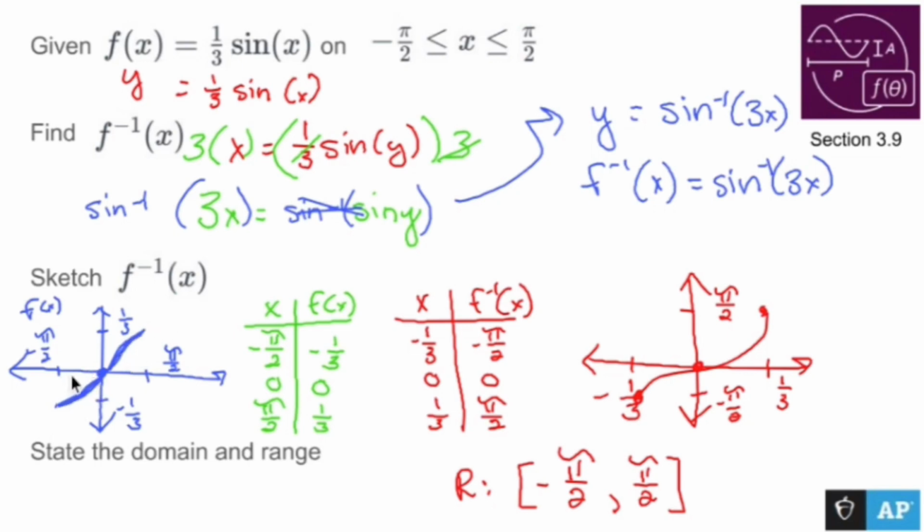So my range for regular f of x was negative 1/3 to positive 1/3, which means my domain of the inverse is going to be the range of the original. Like that. Okay, so I approached this problem slightly differently, where instead of trying to memorize what the inverse looks like, I found the inverse and then graphed the inverse using information about the original. Well, wasn't that fun? It was.